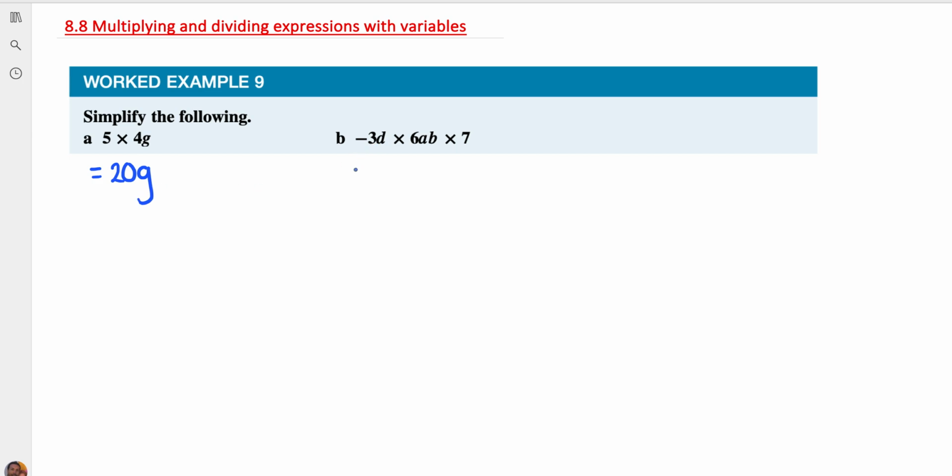Wonderful. Now on this side it says negative 3d times 6ab times 7. So I know that this will be the same as if I was writing negative 3 times d times 6 times a times b times 7. Okay? It will be exactly the same. You don't have to write this down. I'm just explaining that this is exactly the same. And because this is exactly the same, I can say, okay, negative 3 times 7 is going to be equal to negative 21.